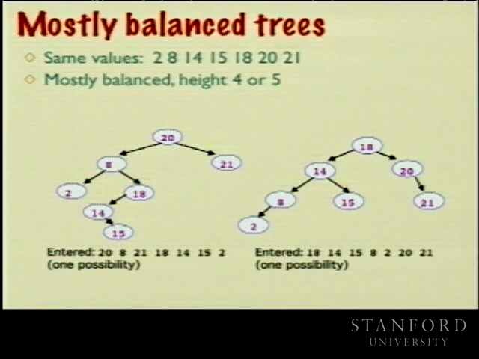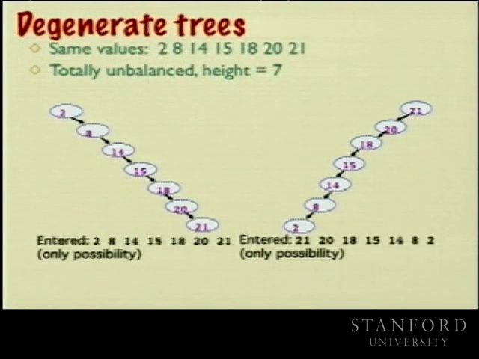These are not quite as balanced as the last one, but they're not terribly unbalanced. They're like a 1 or 2 more than the perfectly balanced case. So at logarithmic plus a little constant, still doesn't look so bad. Okay, how bad can it really get? It can get really bad.